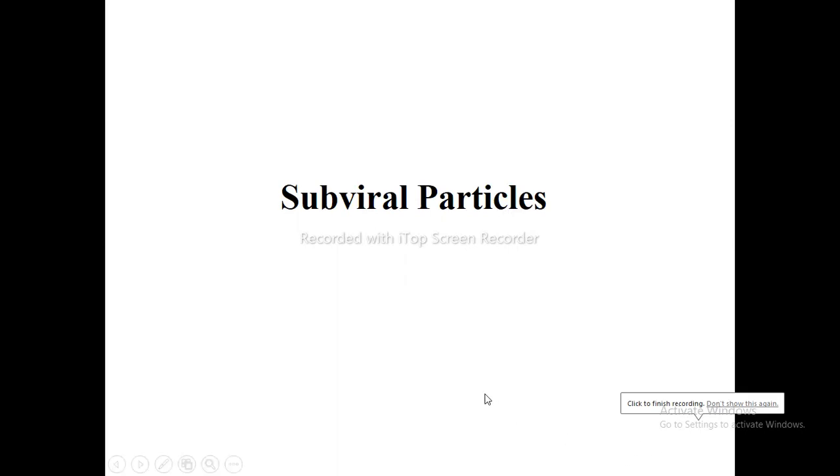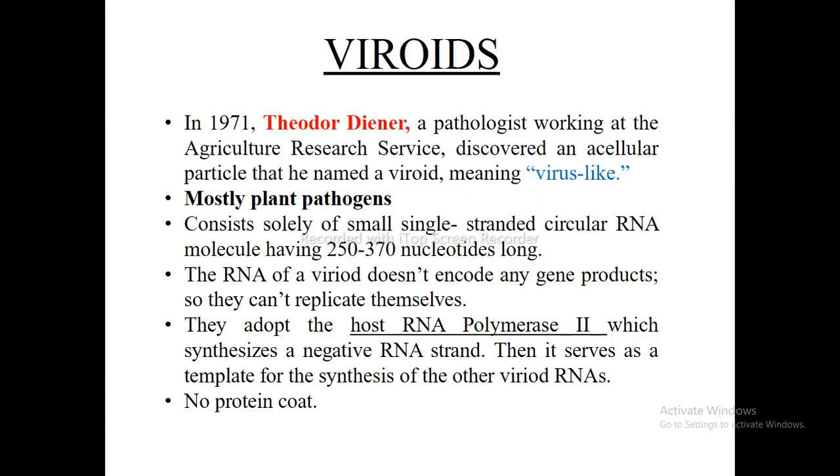Hello everyone. Today we are going to study about subviral particles. First of all, we'll know about viroids. Viroids solely consist of small single-stranded circular RNA having molecular length of 250 to 370 nucleotides.